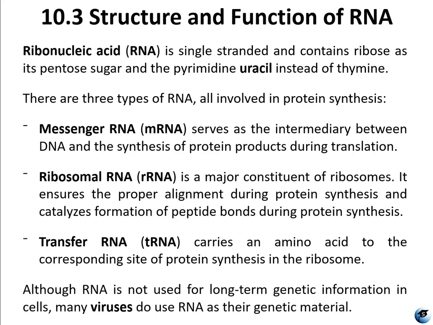There are 3 types of RNA. These are your messenger RNA, ribosomal RNA, transfer RNA. So mRNA, rRNA, and tRNA. Messenger RNA is the intermediary between DNA and the synthesis of protein. Ribosomal RNA ensures proper alignment of amino acids and catalyzes the formation of peptide bonds during protein synthesis. And transfer RNA carries amino acids to the site of protein synthesis in the ribosome. Although RNA is not usually used to store genetic information, it can be used for this purpose in some species of viruses.